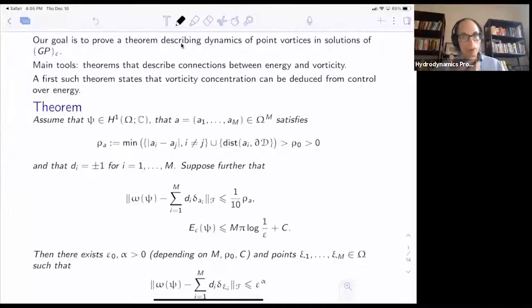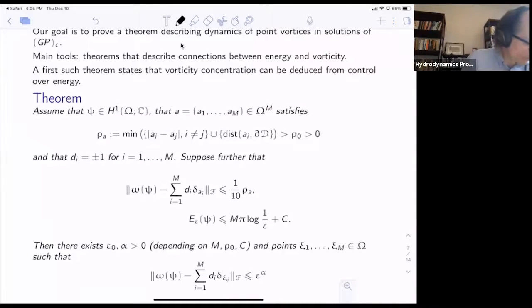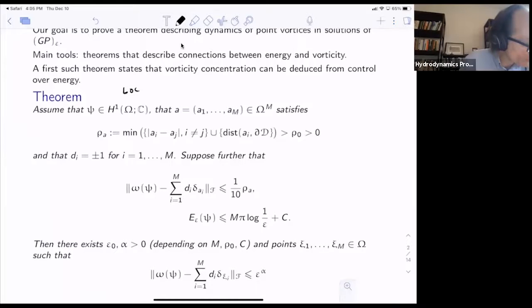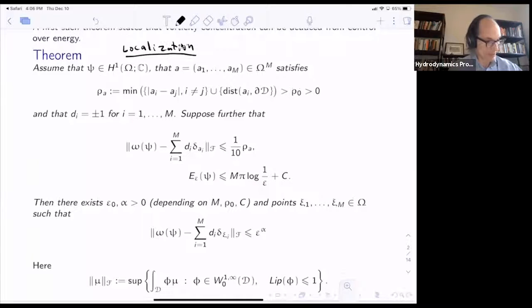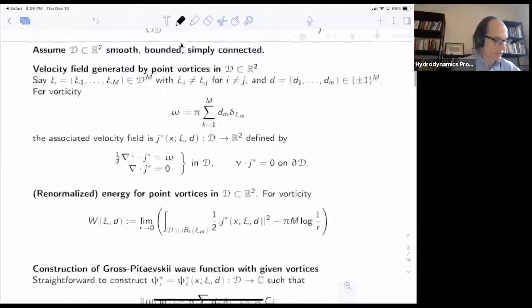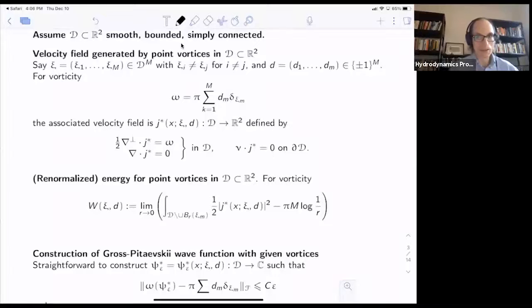And so then we want to prove a theorem about vortex dynamics. We have these tools. The first tool, let's call it localization. I never really gave it a name. It says that the vorticity, under reasonable hypotheses, is very sharply localized or concentrated around certain points. Okay, and then the second tool, well, we introduced this notation.